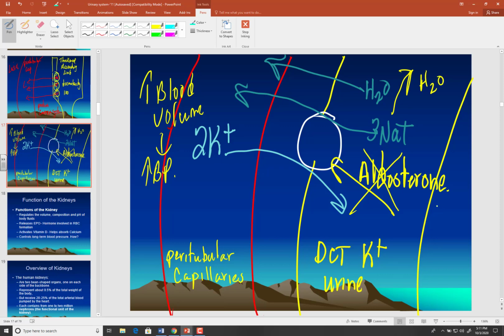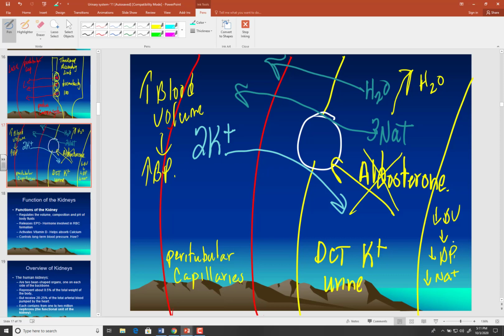So they're going to have low blood volume. And if you have low blood volume, then you're going to have low blood pressure. Also, because they're peeing out all that sodium, they're going to have low sodium. And that's one of the ways you diagnose it.